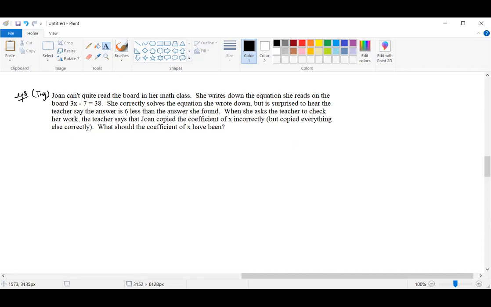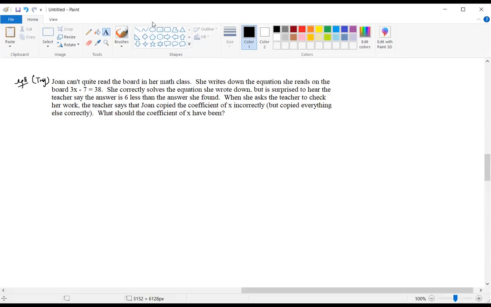Okay, so I want to remind you that when you write your solution, you have to write clearly. We shouldn't write things floating around. So we just write out Joanne gets some answer, but the correct answer is 6 less than her answer. Let's see what her answer is first. So Joanne's equation is 3x minus 7 equals 38. So 3x equals 45, x equals 15. That's Joanne's answer.